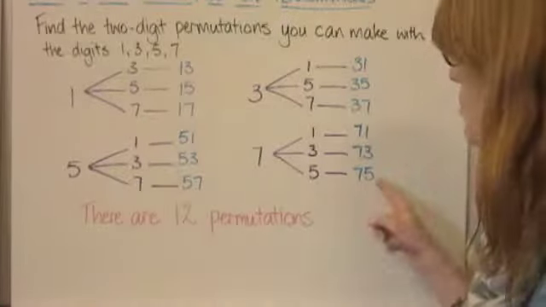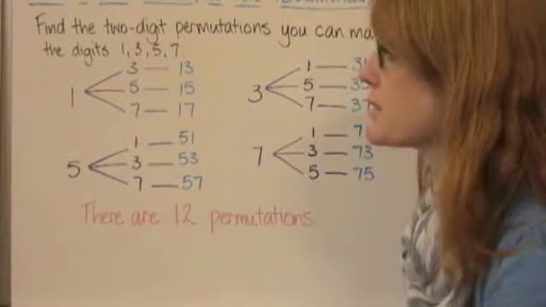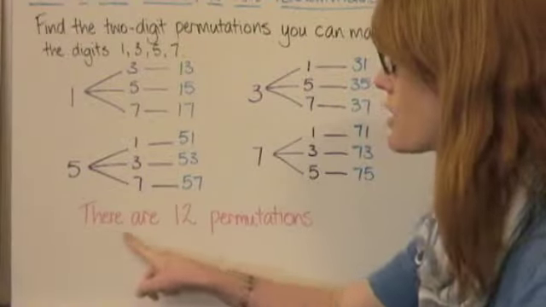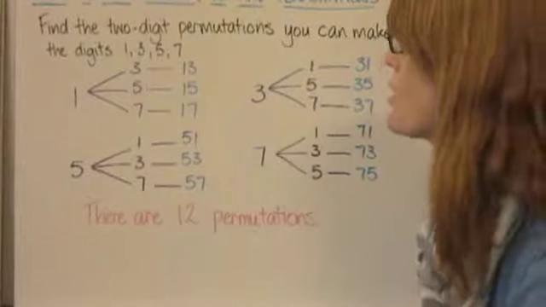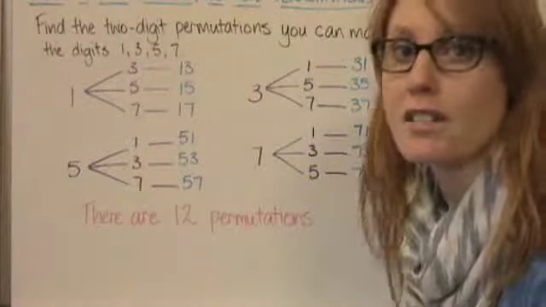These blue numbers here represent the possible outcomes or permutations, and that means that there are 12 permutations for finding a 2-digit number using the digits 1, 3, 5, and 7.